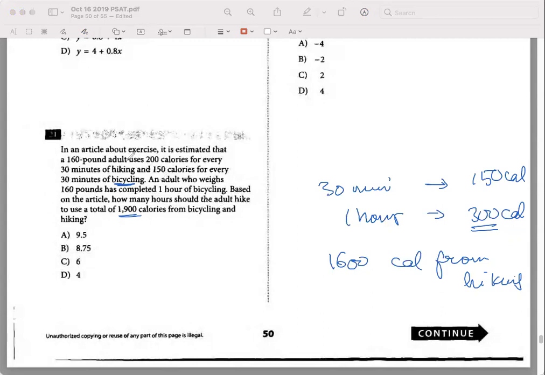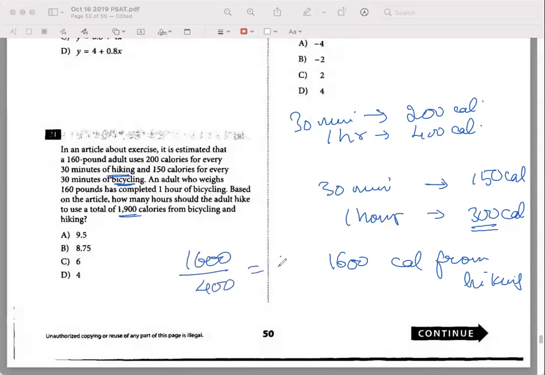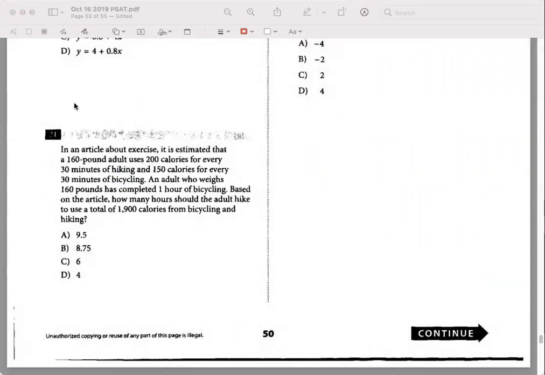So when you hike, for every 30 minutes, you burn 200 calories, which means that for an hour of hiking, you burn 400 calories. So in 1 hour, you burn 400. So to burn 600 calories, you would have to hike for 1.5 hours. So the answer is option D.